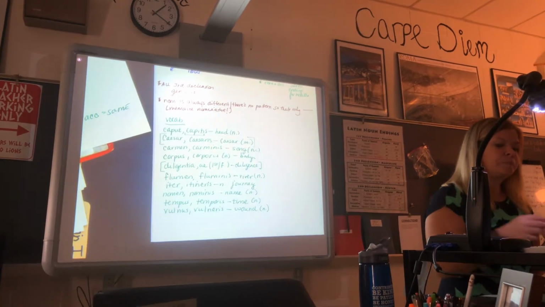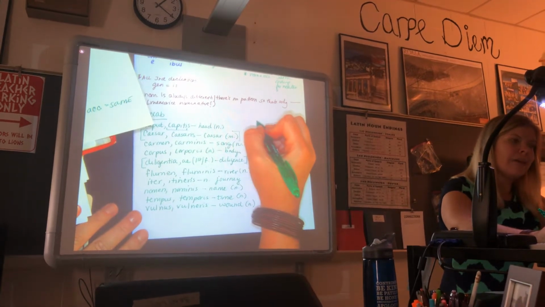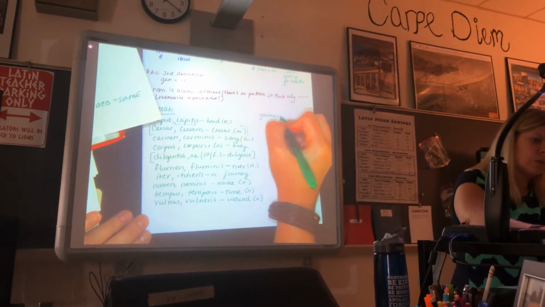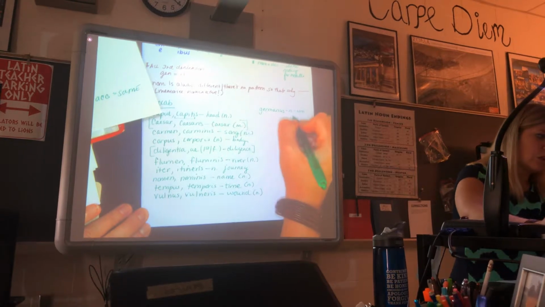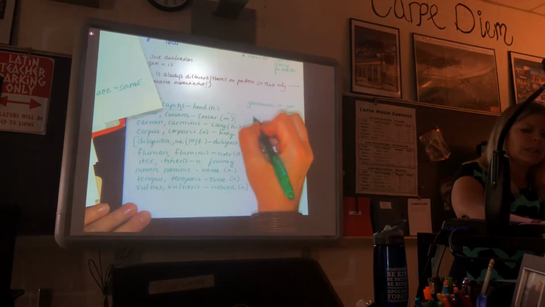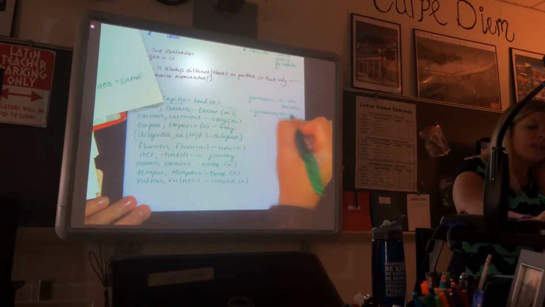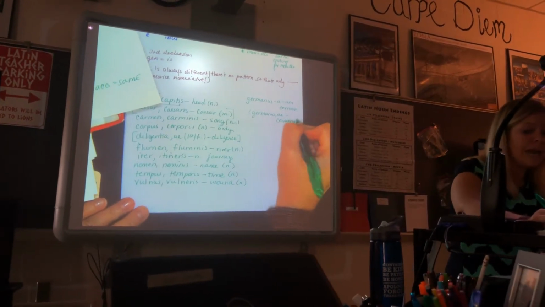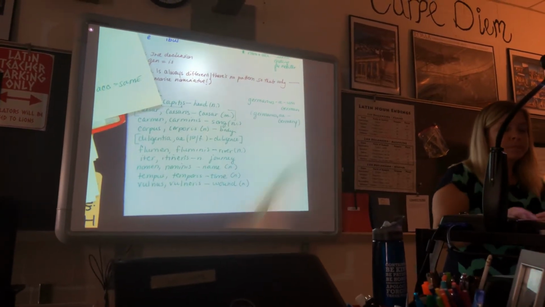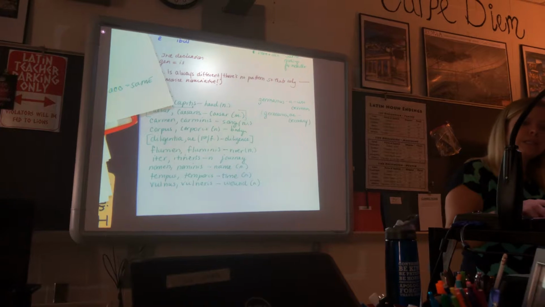Okay, and then the last 4 words that they give you, you may think you've already seen these. Germanus, German. Do you feel like you've seen that before? In Latin 1 today, I introduced the word Germania. That's Germany, the noun, the place. This is the adjective German.